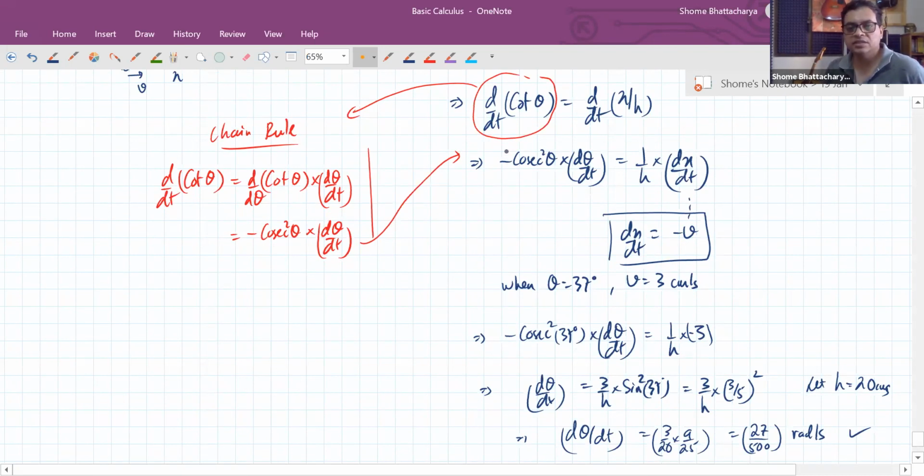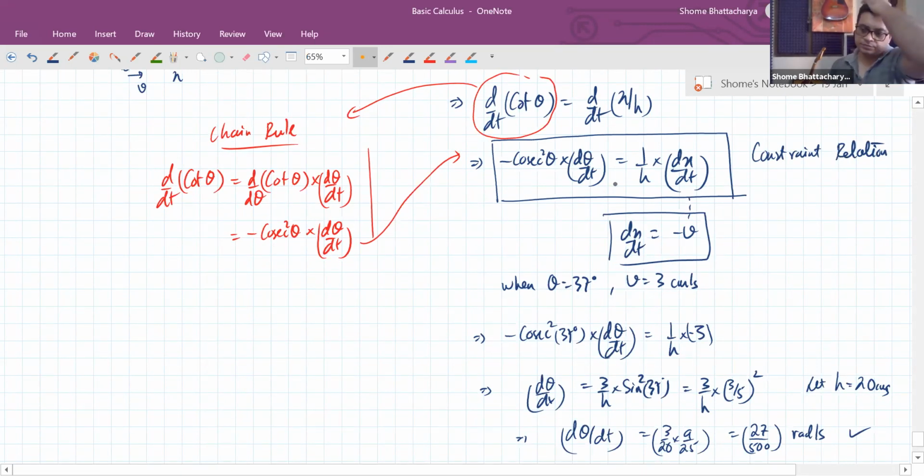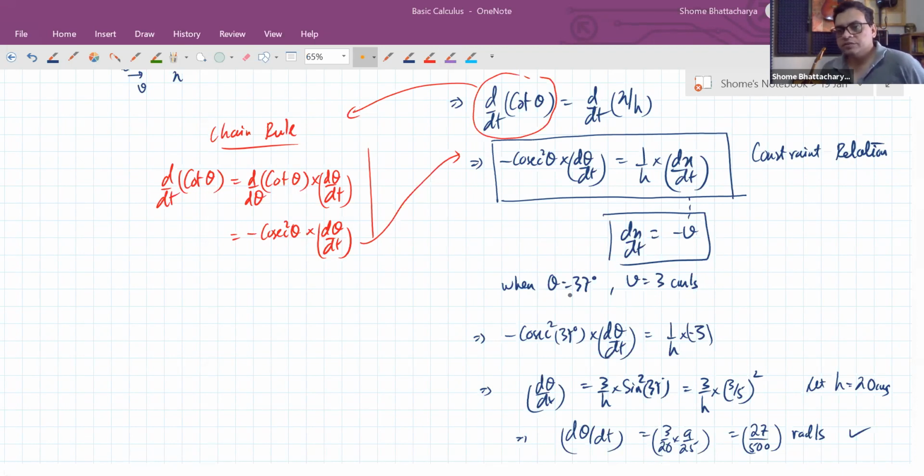This is again the constraint relation that we are getting, between the quantity v and the quantity d theta by dt and the instantaneous value of theta. So these are the applications of differentiation. Next up, we will look at the basics of integration and the applications of integration in physics.